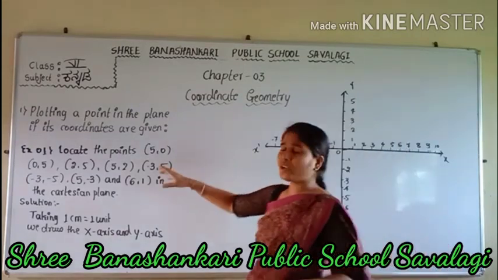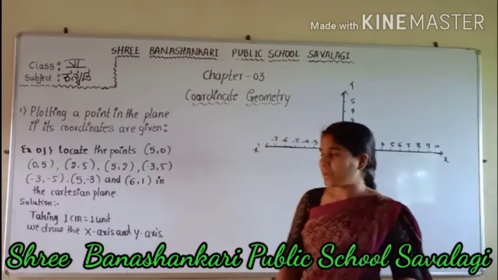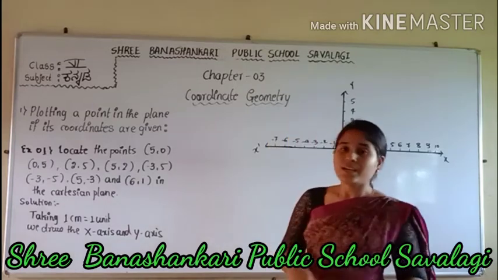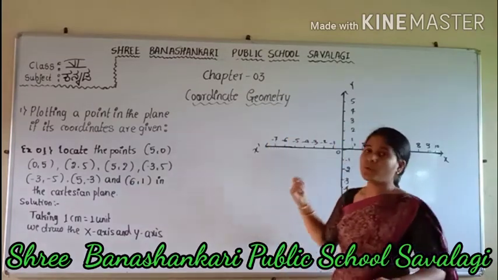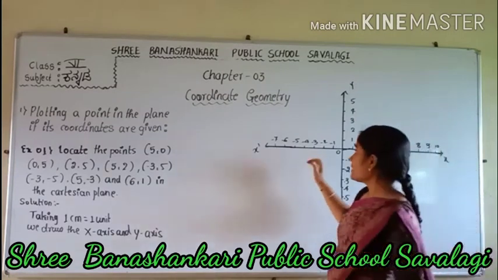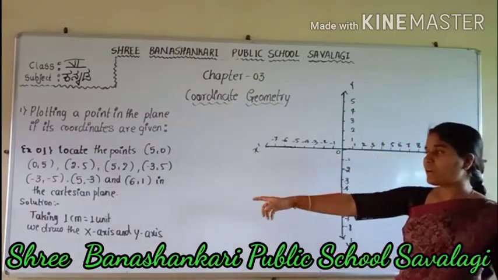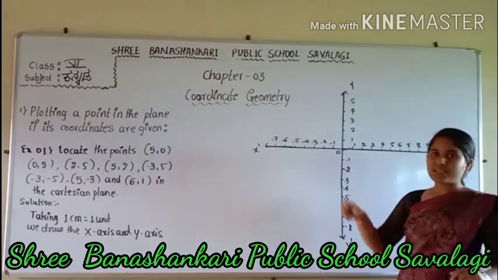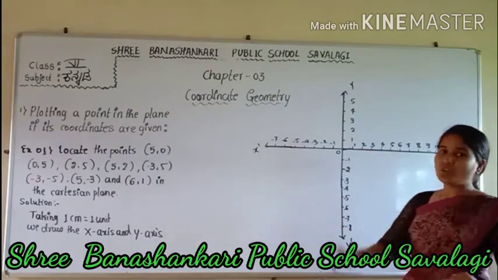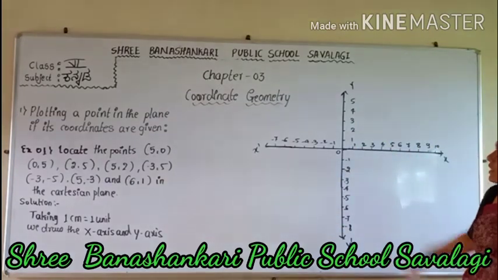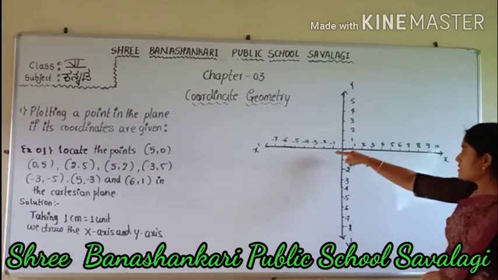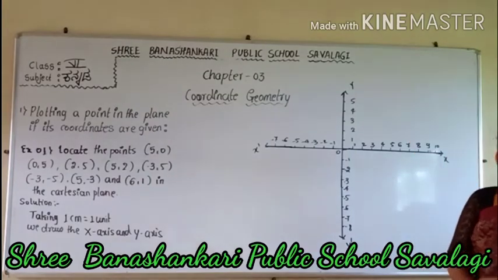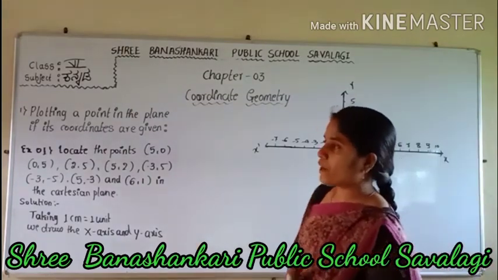And locate these points in the Cartesian plane. To locate these points in the Cartesian plane, first we have to draw the Cartesian plane. And to draw the Cartesian plane, we are taking 1 centimeter equal to 1 unit length. Taking 1 centimeter as 1 unit length, we have to plot the x axis and the y axis. Here this is the x axis and the y axis.